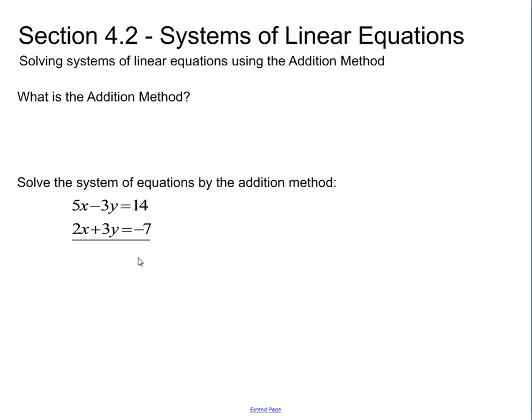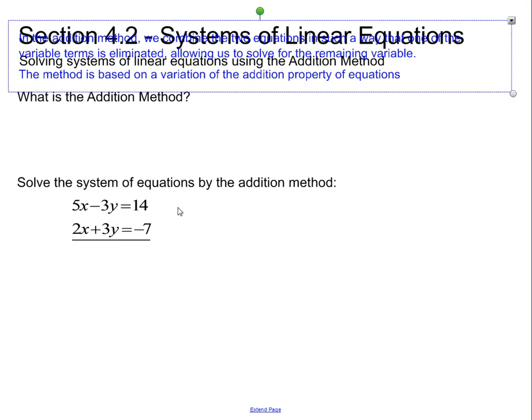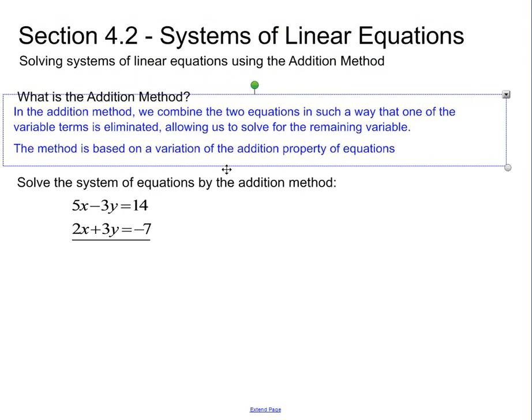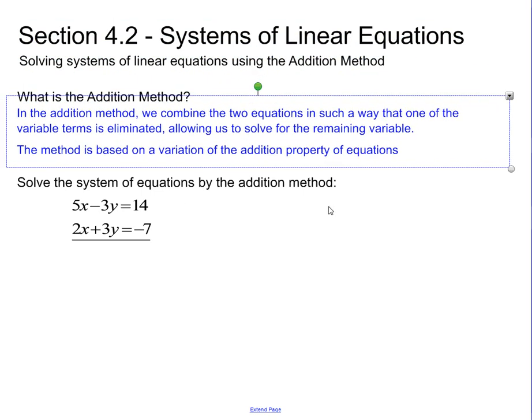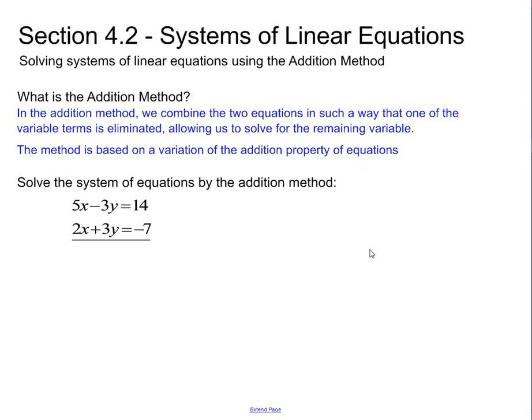And if you look at these two equations right here, something should suggest itself to you right away. You see what I mean? In this case, the addition method, we combine the two equations in such a way that when we add them together, then one of the variable terms is eliminated, allowing us to solve for the remaining variable.